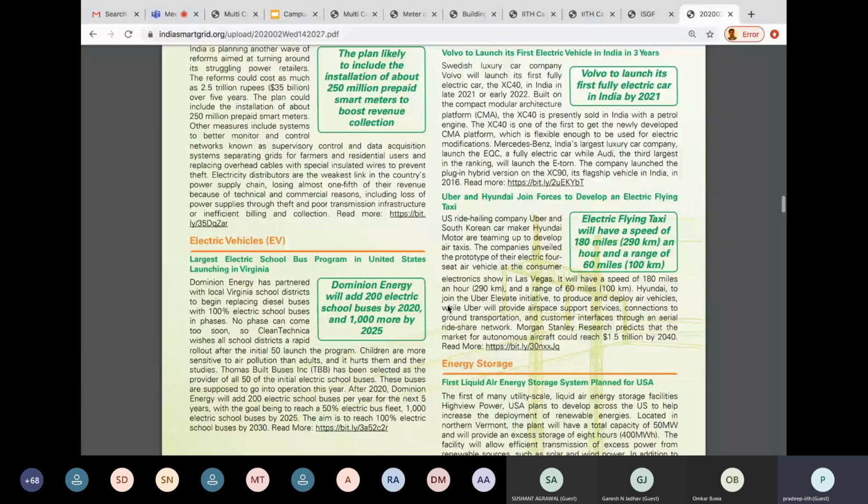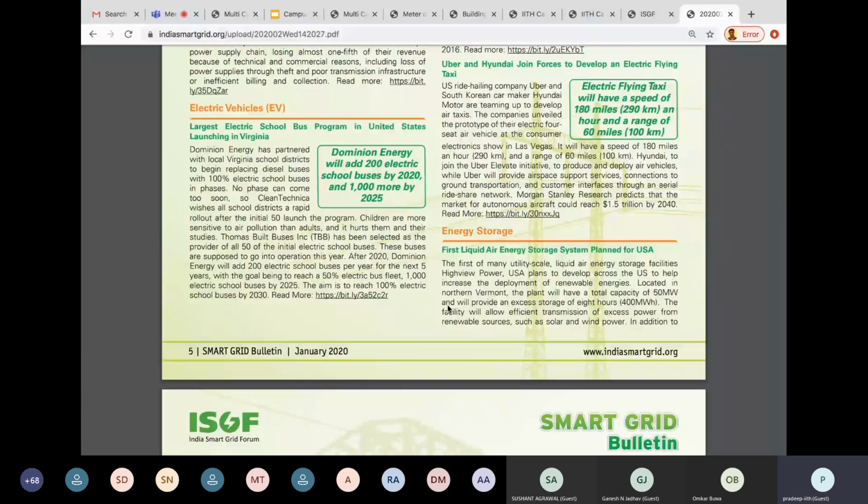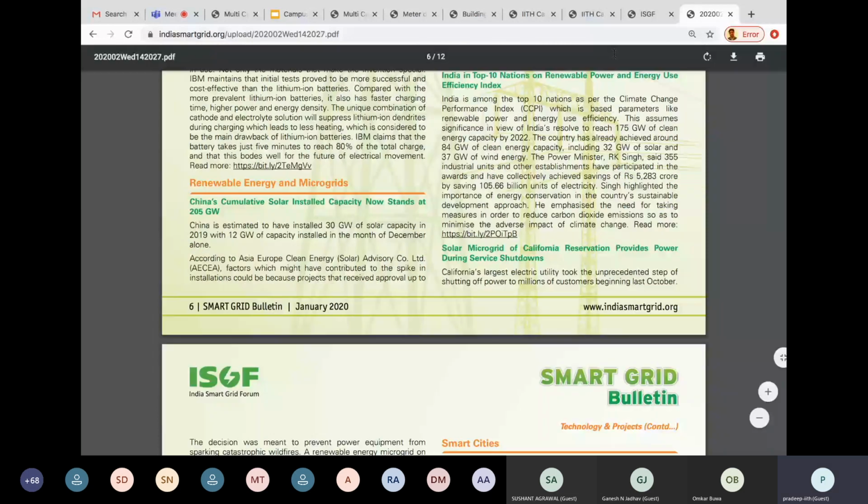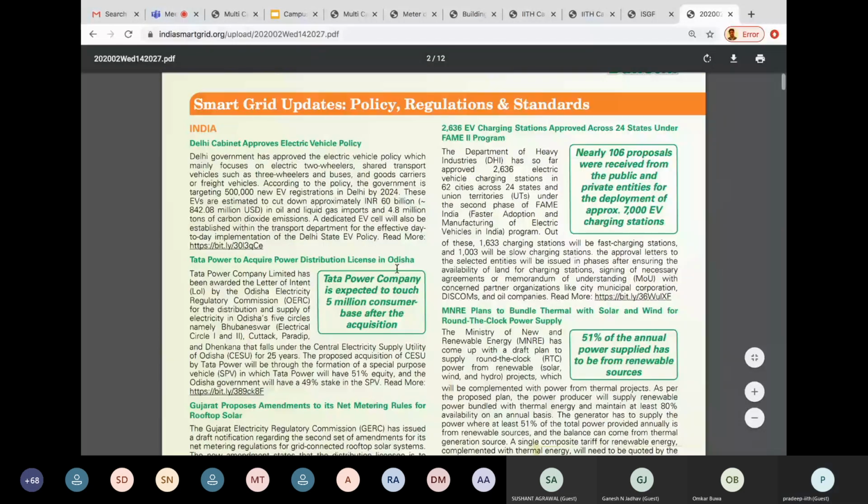So I think I'll stop here instead of further explaining about ISGF. So does that answer your question regarding ISGF? It's a very useful source. Yes, sir.